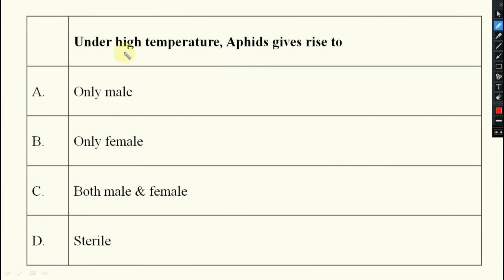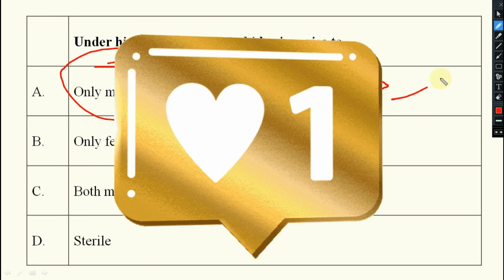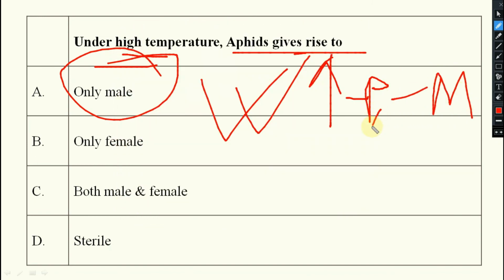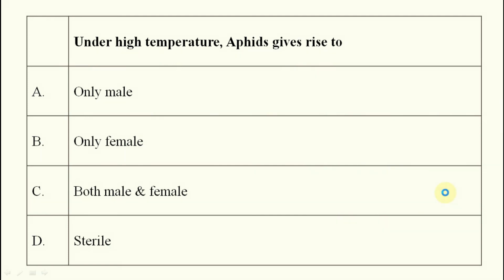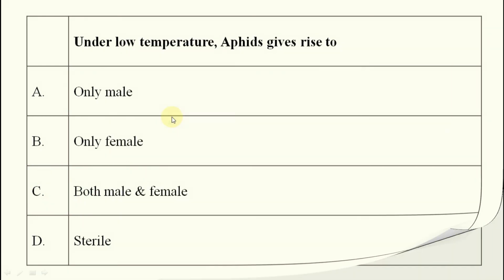Next question. Under high temperature, aphids give rise to what? Only male. Very very important. At high temperature, parthenogenesis will happen, that too of males. This is known as what? Your arrhenotokous parthenogenesis. Yes or no? Next, at low temperature, oviparous, both male and female will come out. Okay, this is the relationship, please remember. Same question: under low temperature, aphids give rise to what? Both male and female. This will be your right answer.